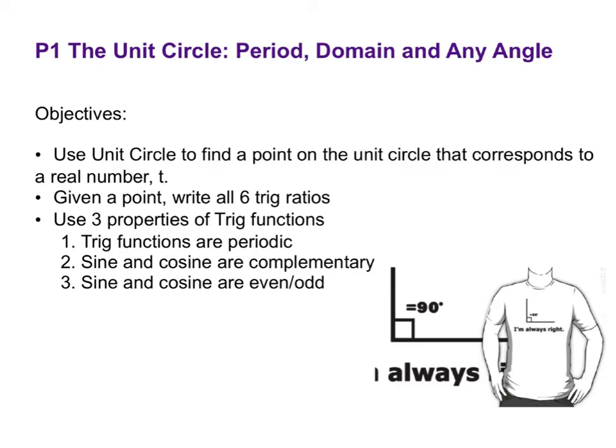Hi everyone. We've been looking at the unit circle, and the unit circle itself is pretty simple. It's a circle with a radius with a length of 1 unit. But the unit circle also has a lot of implications, and so we're going to be continuing to explore the depths of the unit circle in this video. You can see the objectives. These are the things that we're going to be doing. We'll be looking at some properties of trig functions and how they relate to the unit circle.